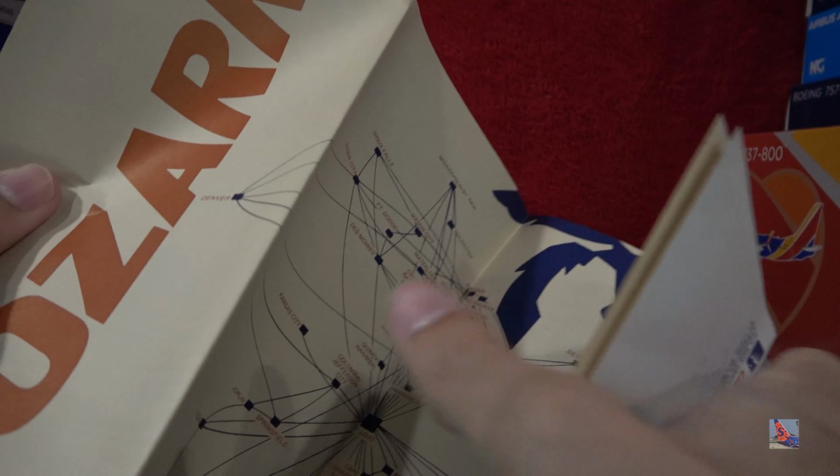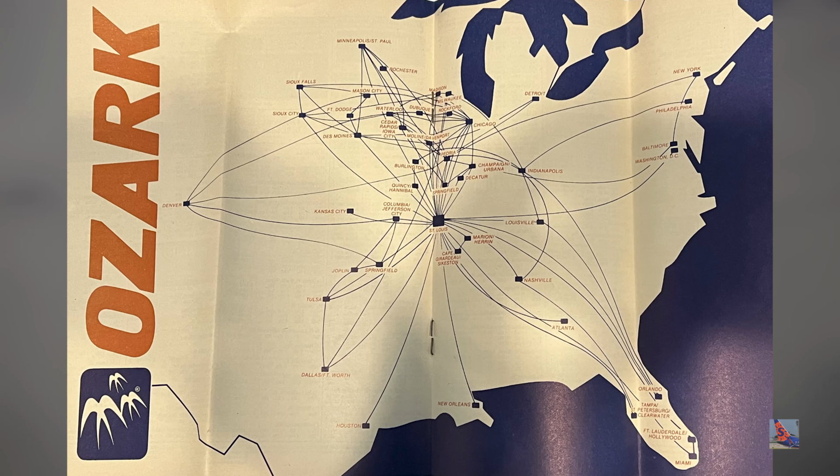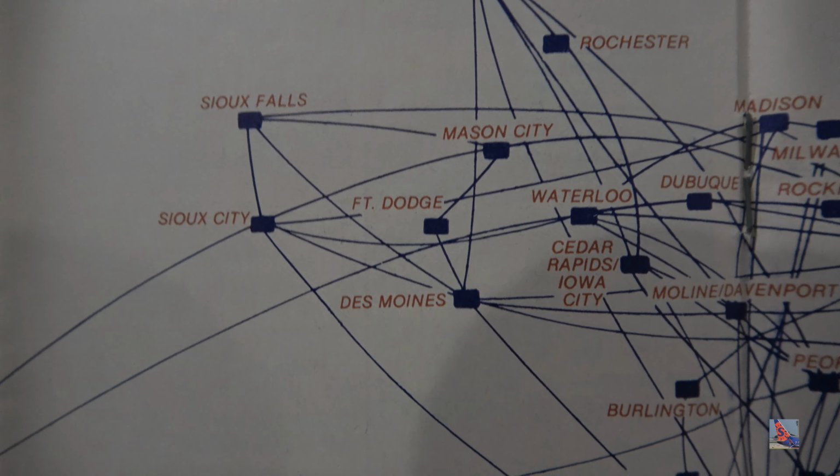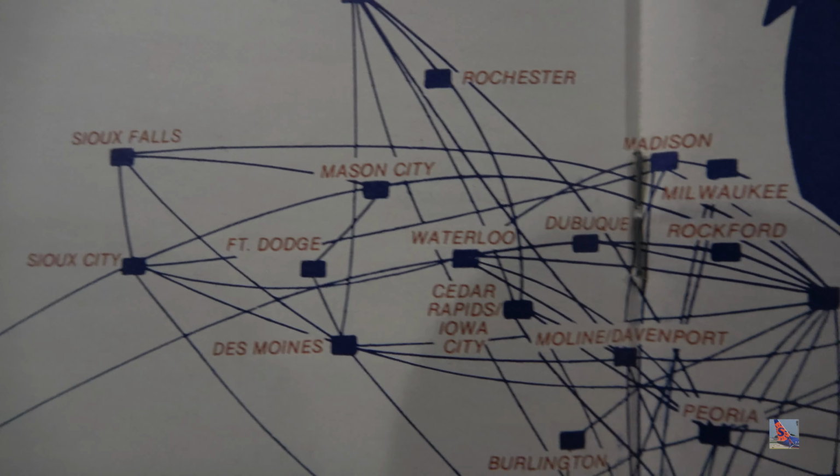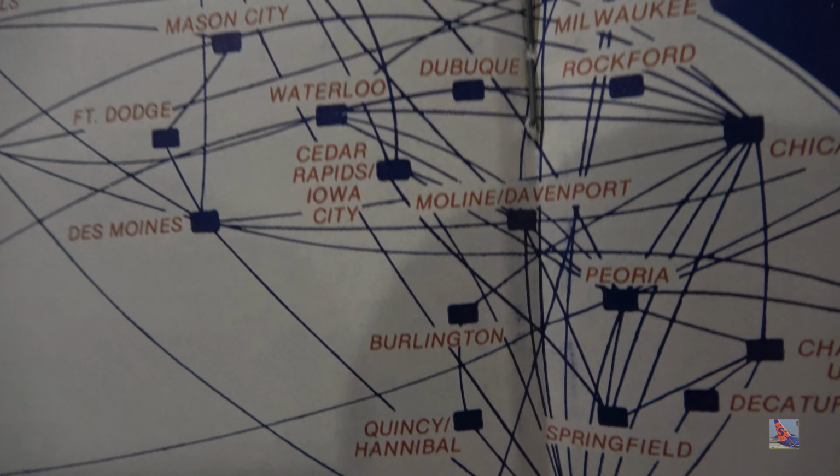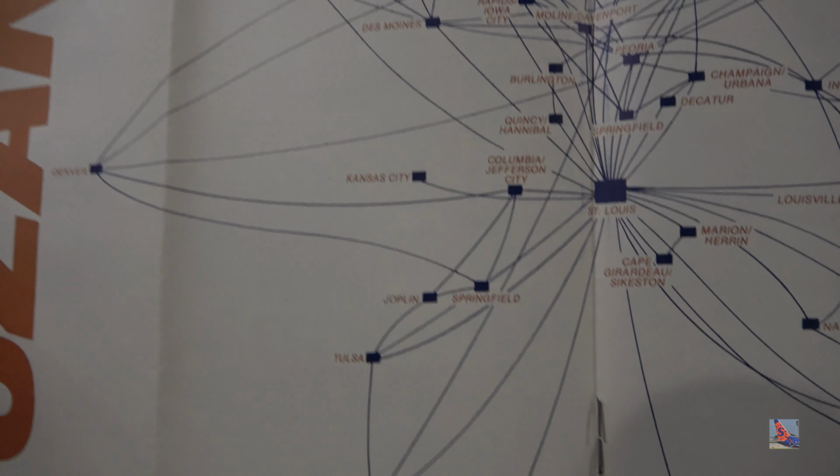I'm actually zoomed out all the way, so I'll go ahead and take a photo of this route map and I'll pop this up on your screen so you can actually see what the route map looked like in full. But just to summarize, you can see Sioux Falls right there, service to Des Moines, Sioux City, Mason City, and all the way over to Chicago. Nothing to St. Louis at this time, so that's just kind of how it was. That didn't come until a little bit later.